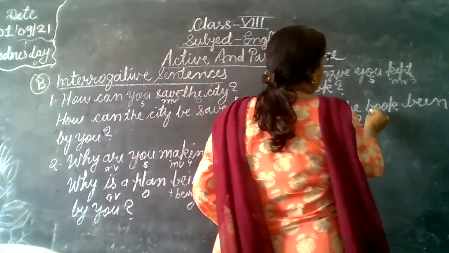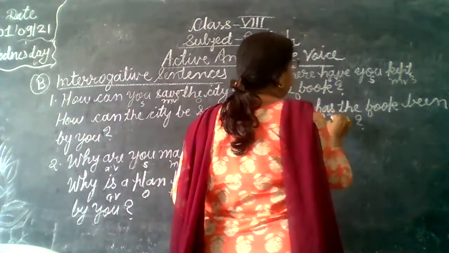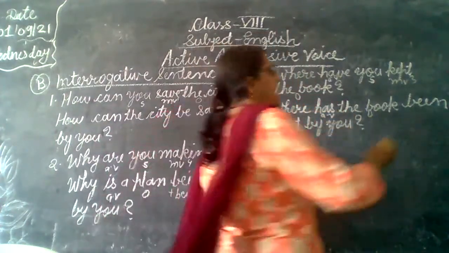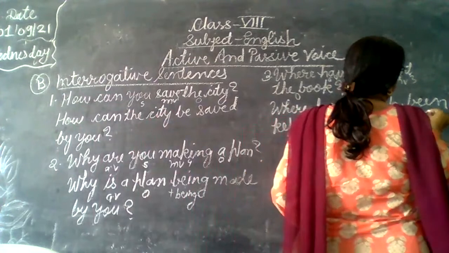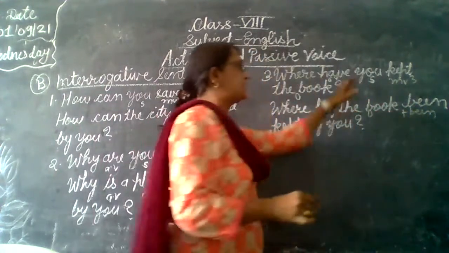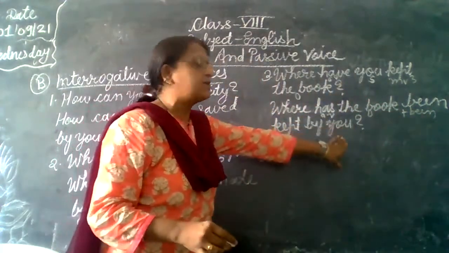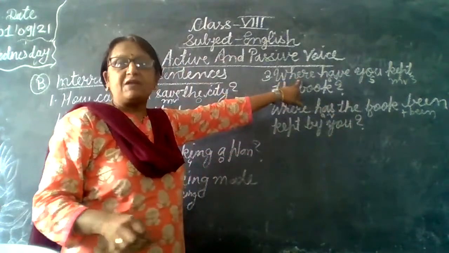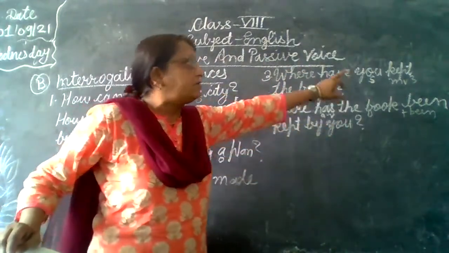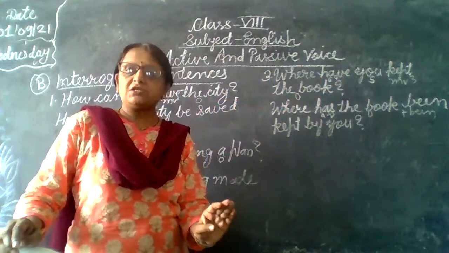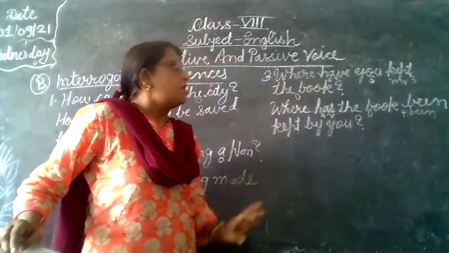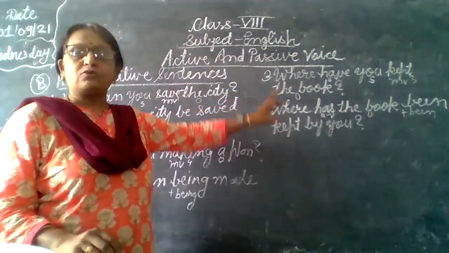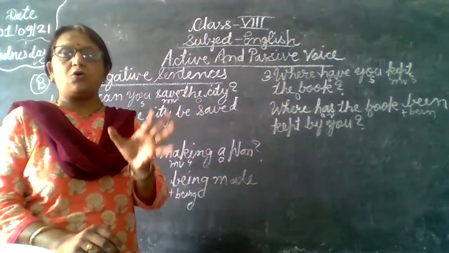Depending upon the object, we have used the auxiliary verb, has, and with has and had, been is used, so we have used been here. The main verb stays as it is in the third form, then by plus the subject. Because in present perfect tense, the main verb is already in the third form, we don't have to change it. We put it down as it is. So we only have to see whether the object is singular or plural.